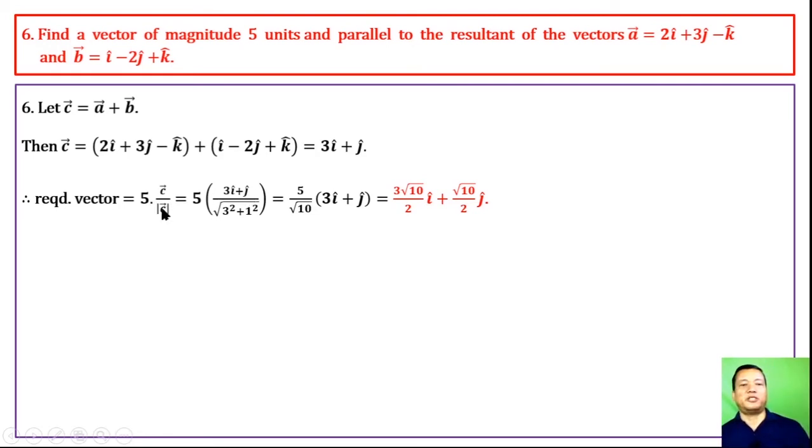C vector is this, whose magnitude is also this. Simplifying, we get this, which is the required unit vector. Required vector of magnitude 5 units along the resultant of the A vector and B vector.